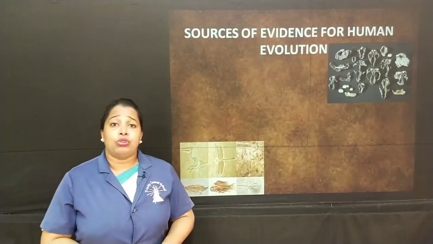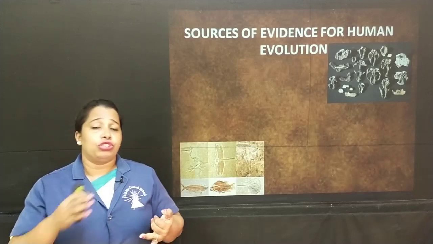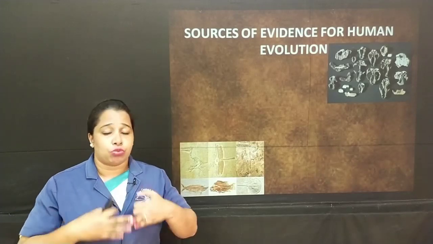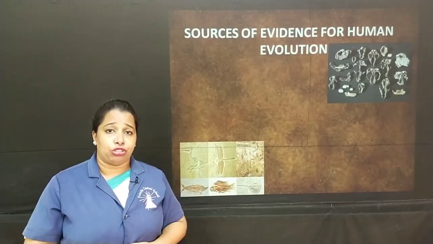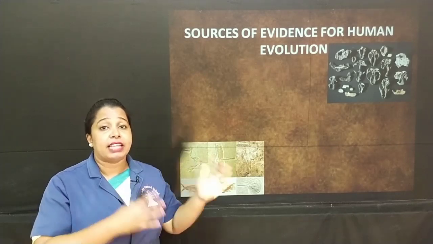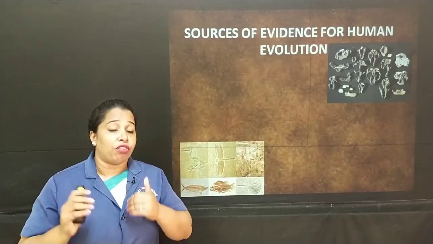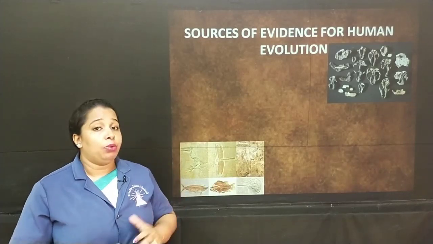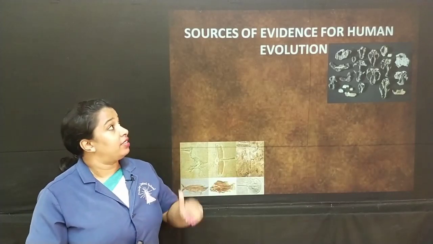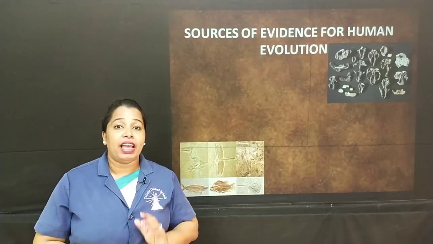Now I told you there was human evolution. I told you how this universe was formed. But how do we get to know that this has happened? Obviously there should be evidence, right? There should be a proof of what has happened. So now let us learn what the evidences for human evolution are.